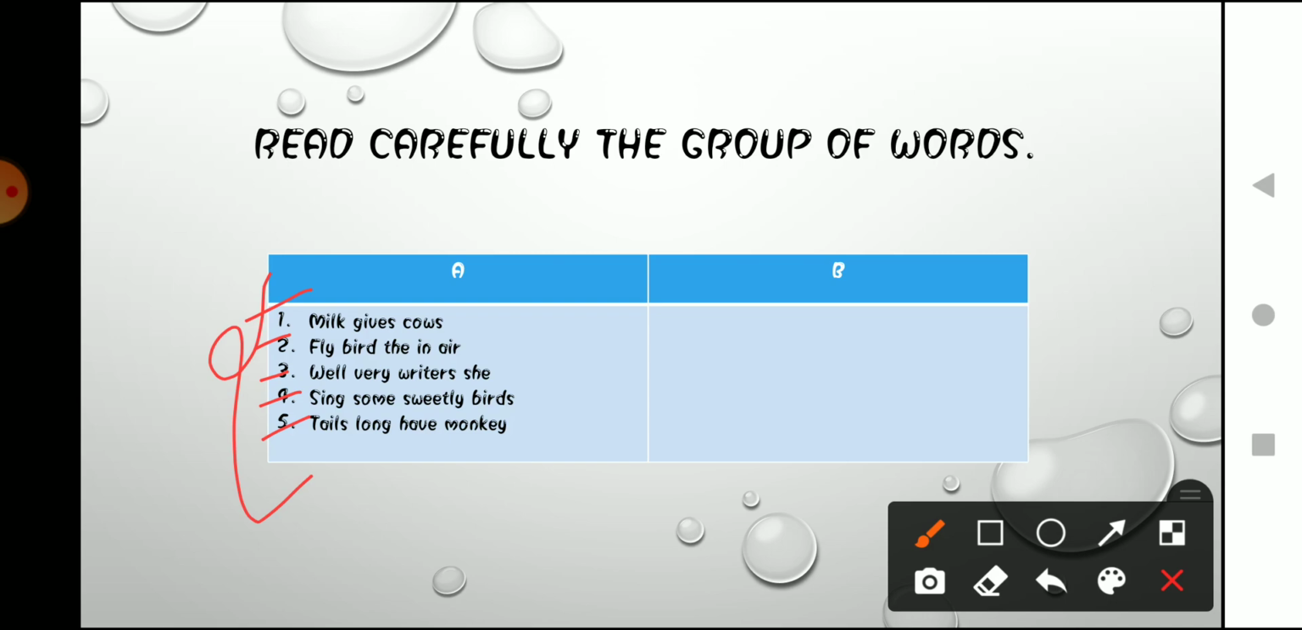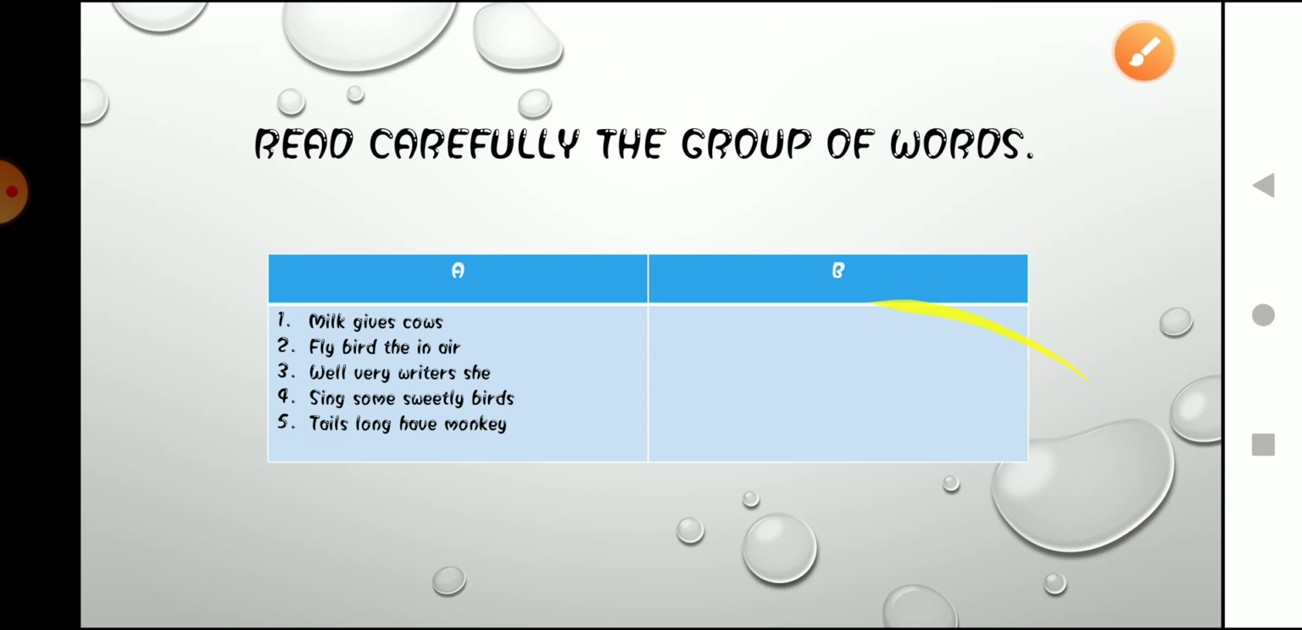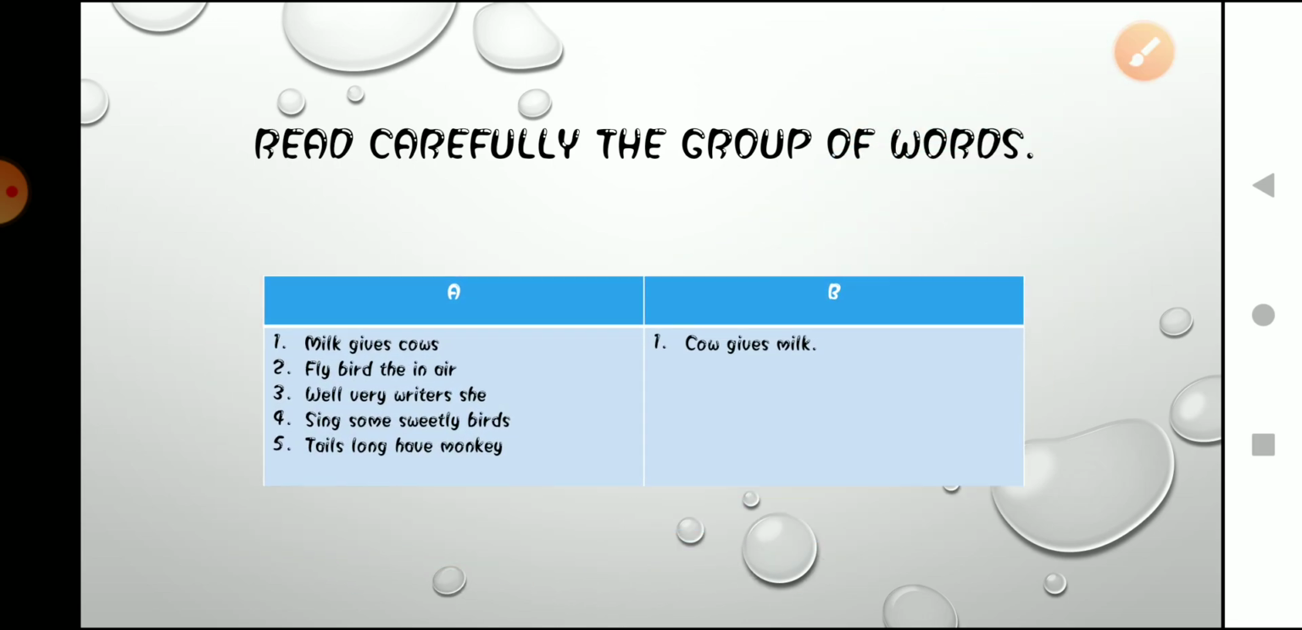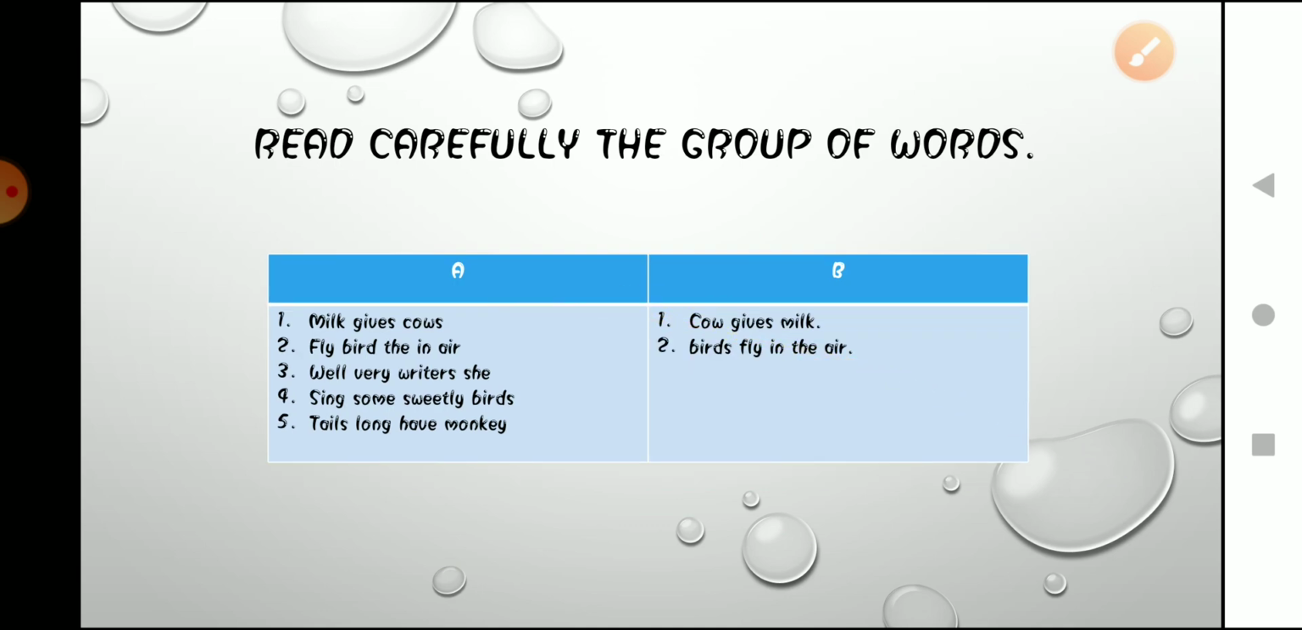Okay, let's write these groups of words in a different way. The first one, milk gives cow: if I write these words in this order, cow gives milk. Now the second one is fly bird the in air. Is there any sense that you are getting from these words? No. What if I write this as birds fly in the air? Are you getting a sense out of these words? Yes.